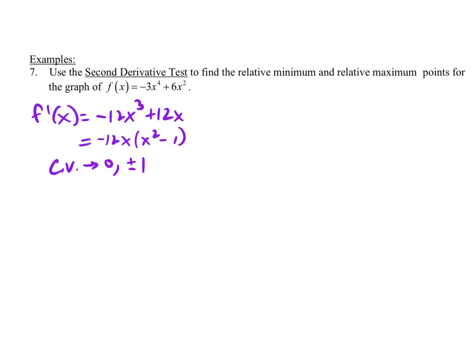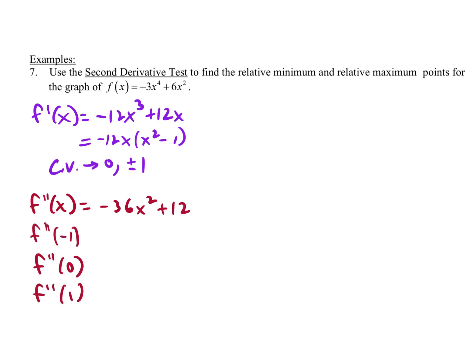Then you have to take those critical values and plug them into the second derivative. If the second derivative is positive, that's going to give you your minimums. If the second derivative is negative, that's going to give you your maximums, right? So, second derivative: negative 36x squared plus 12. And then I'm going to find the second derivative at negative 1, 0, and 1. You take those critical values, plug them into the second derivative, evaluate, and see what you get. The first one is going to give me negative 24. The second one is going to give me 12. The third one is also going to give me negative 24.